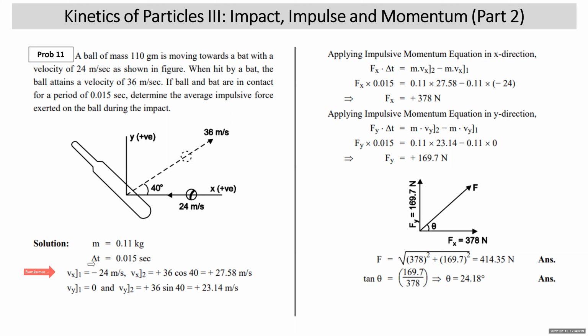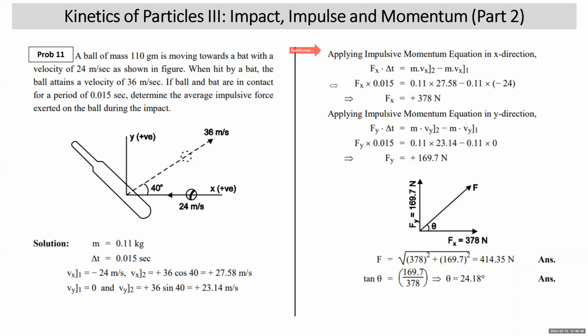Now Vx1, the component of this ball before impact, is 24 meters per second to the left, so I can write it with a negative sign. Vx2 is 36 cos 40, the velocity of the ball in x direction after impact. Vy1, the velocity of the ball before impact in y direction, is 0. Velocity of the ball in y direction after impact is 36 sin 40. This is based on the sign convention, as given.